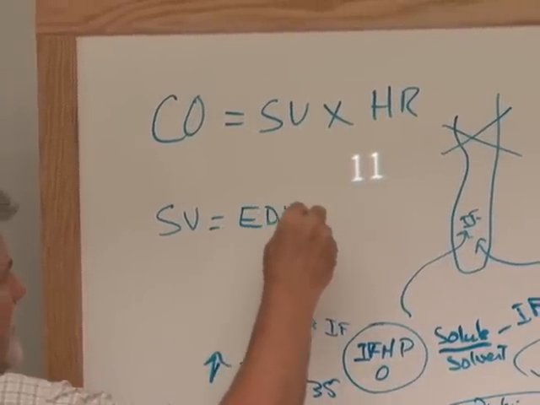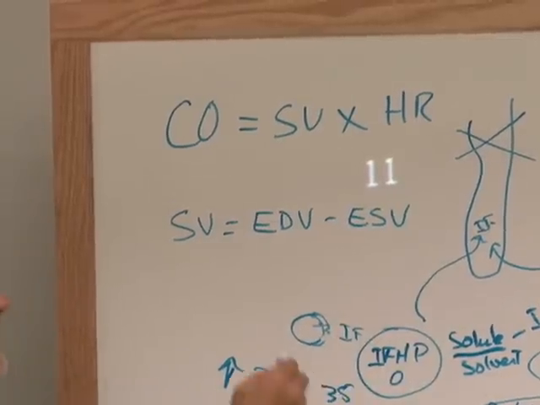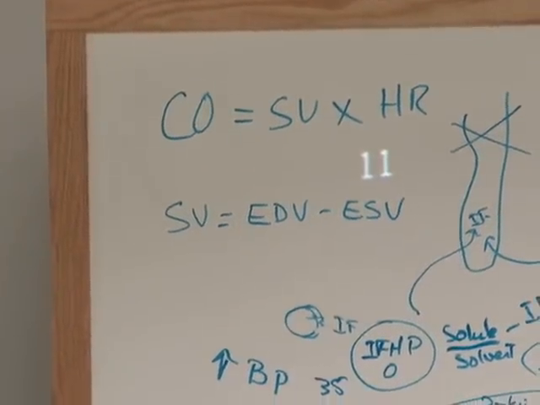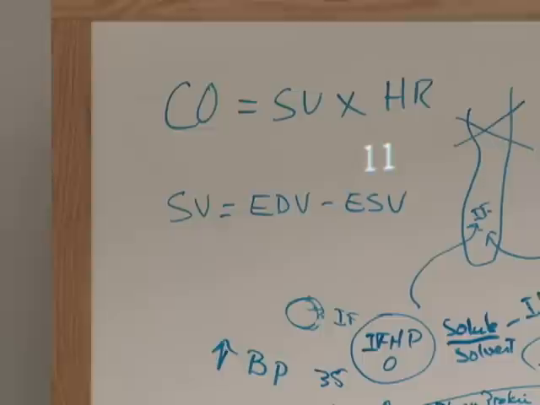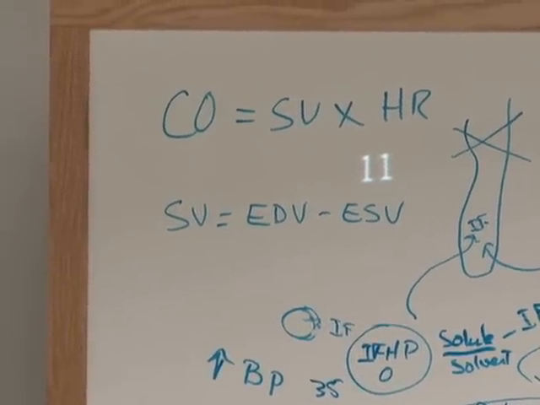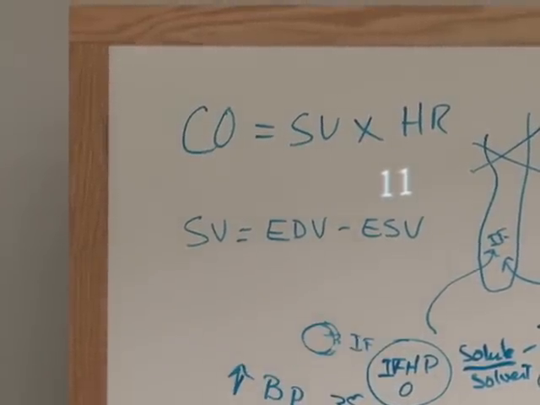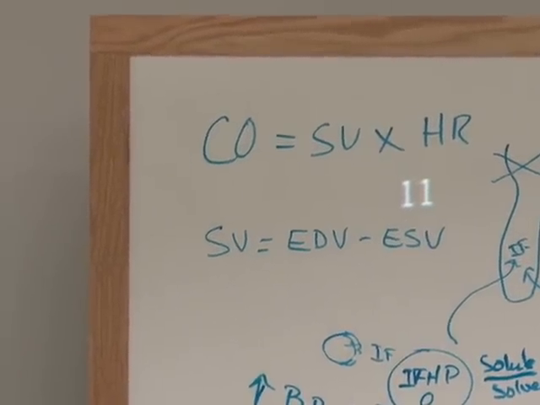End diastolic volume minus end systolic volume. And is end diastolic volume during isovolumetric contraction or isovolumetric relaxation? During isovolumetric contraction. So then end systolic volume has to be during isovolumetric relaxation.